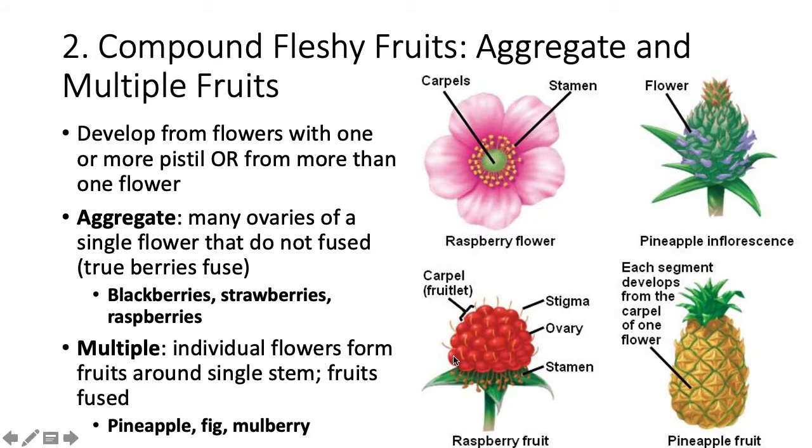So when you take a look at this raspberry fruit, you can see that it has these bumps. And each one of these tiny little bumps is an ovary that is separate on its own. Whereas with the tomato, it fused together and they're kind of like all connected to each other. So blackberries, raspberries, strawberries, they are aggregate fruits.